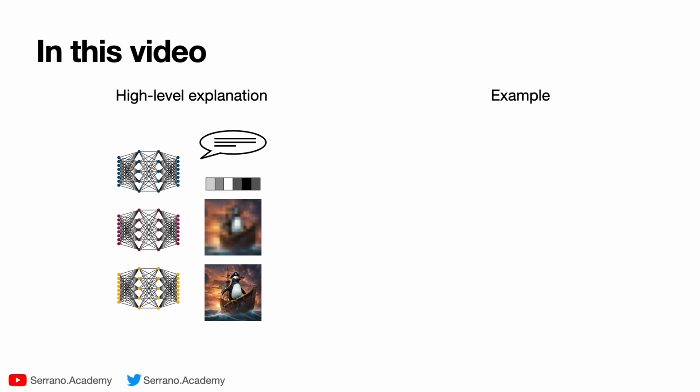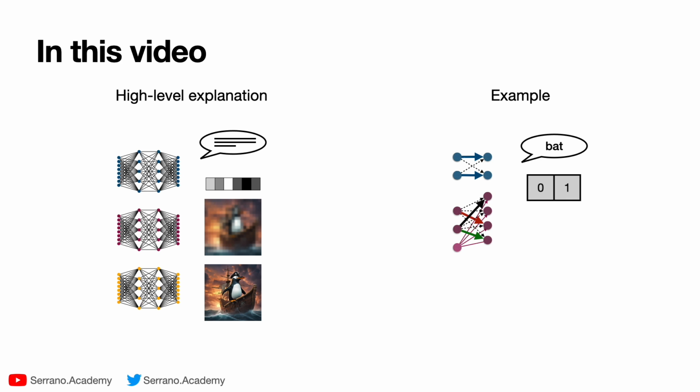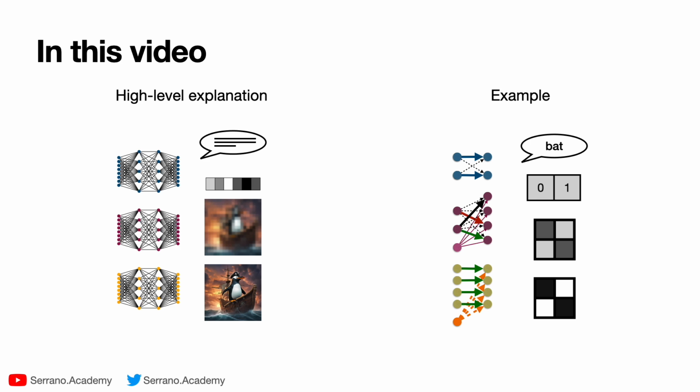And then after the high-level explanation, we're going to have an example. In the example, we have a very small data set of words that are going to be turned into some very simple images. And the way we're going to do it is with some very small neural networks. So you'll be able to see how it works in detail in a very simple example.